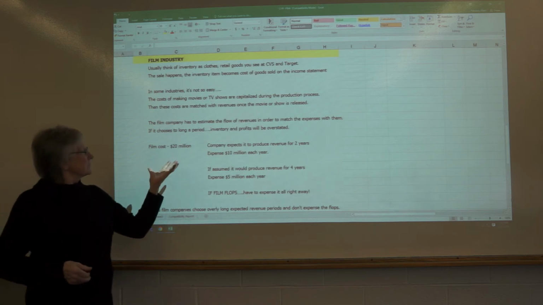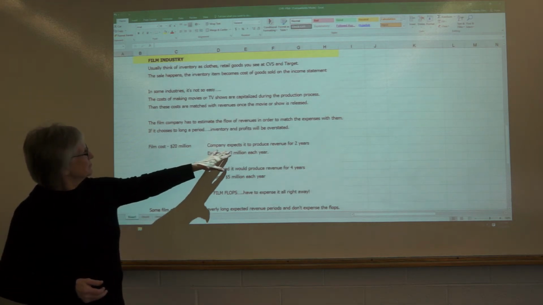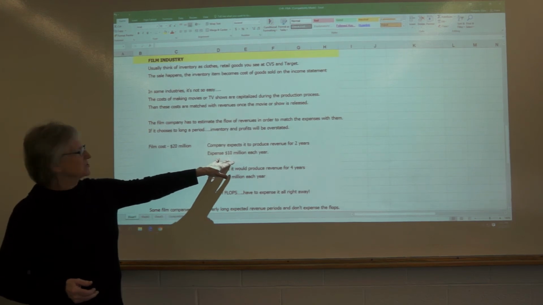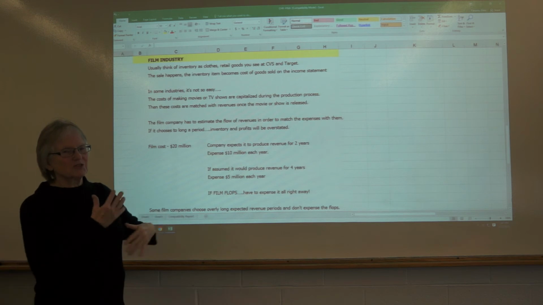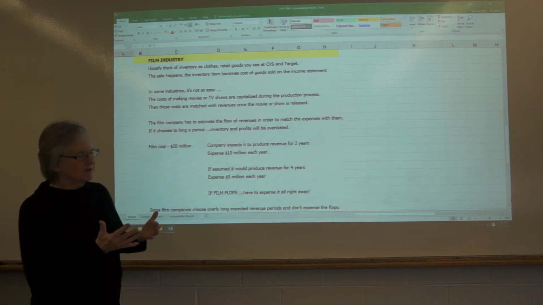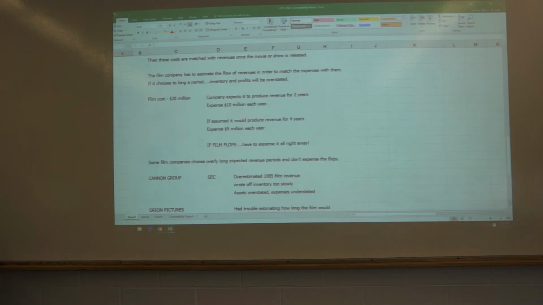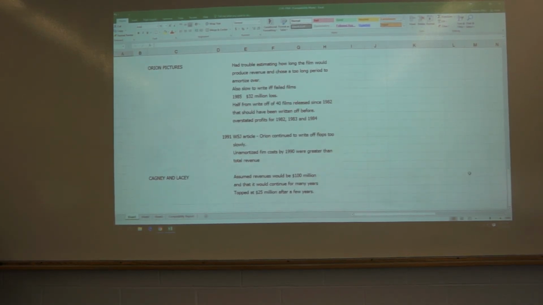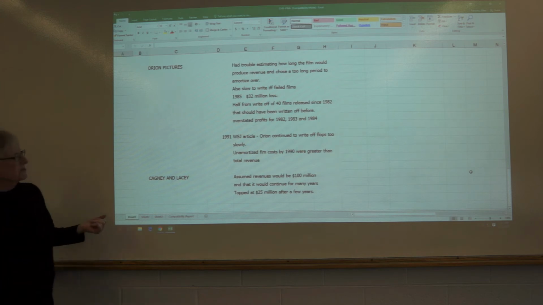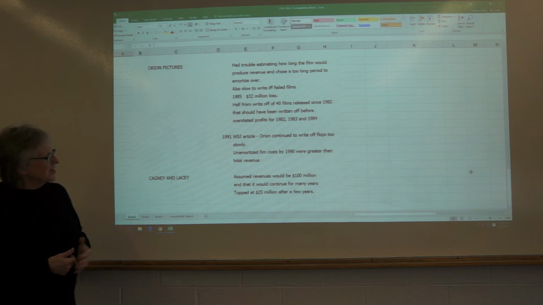So if they make a film or a series that costs $20 million and they think it'll produce revenue for 2 years, then they'd expense $10 million each year. For 4 years, they'd only be expensing $5 million. So you can see where there's room here for a lot of error. And I guess one of the ones that was really problematic was Cagney and Lacey. They assumed the revenues would be $100 million and it would continue forever, many years, but it topped out at about 25 million after a few years.